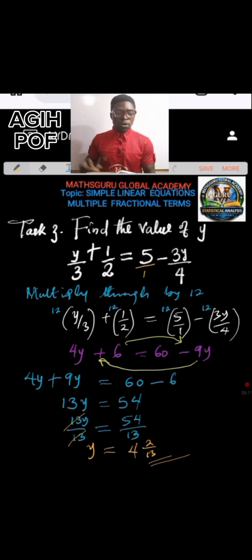So this will be the value of y then. You can leave your answer in decimal, but if you are required to leave it in fraction, just leave it as 4 whole number 2 over 13. And that is our final answer in this case.